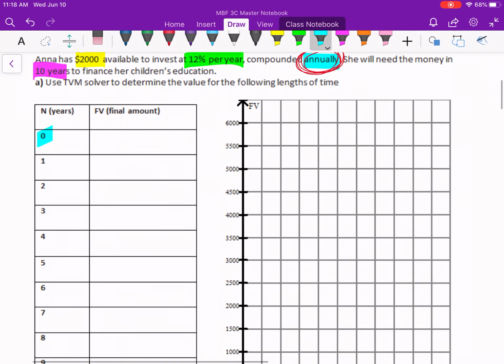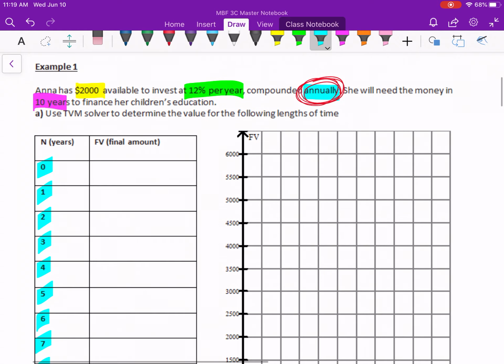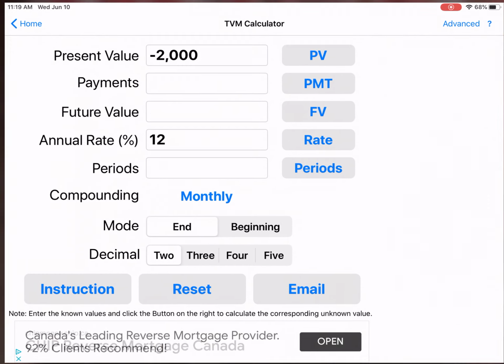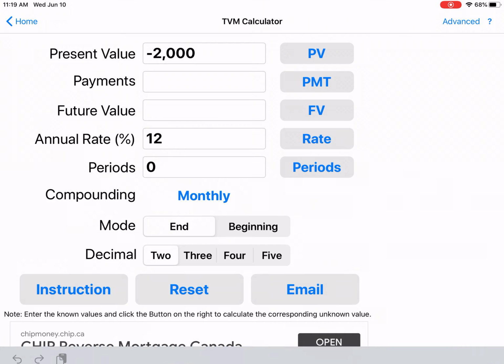So after 0 years, no periods have gone by. After 1 year, 1 period, 2 periods, 3 periods. Once a year for each of these number of years just means that's how many periods. So we're going to be changing that, but you can see we can do it quickly with a TVM Solver. We're going to keep playing with that. So for the first one, we're going to put 0 in, and then we'll play with that.